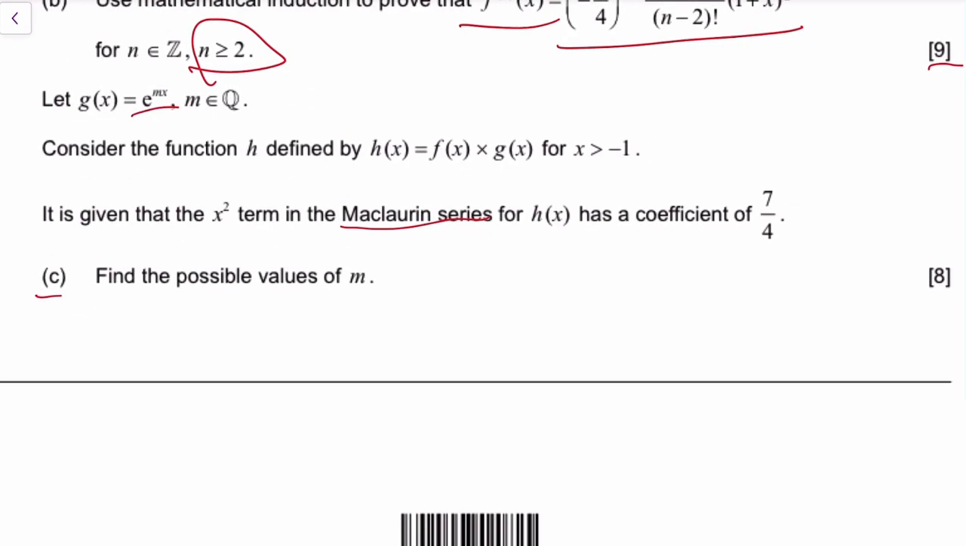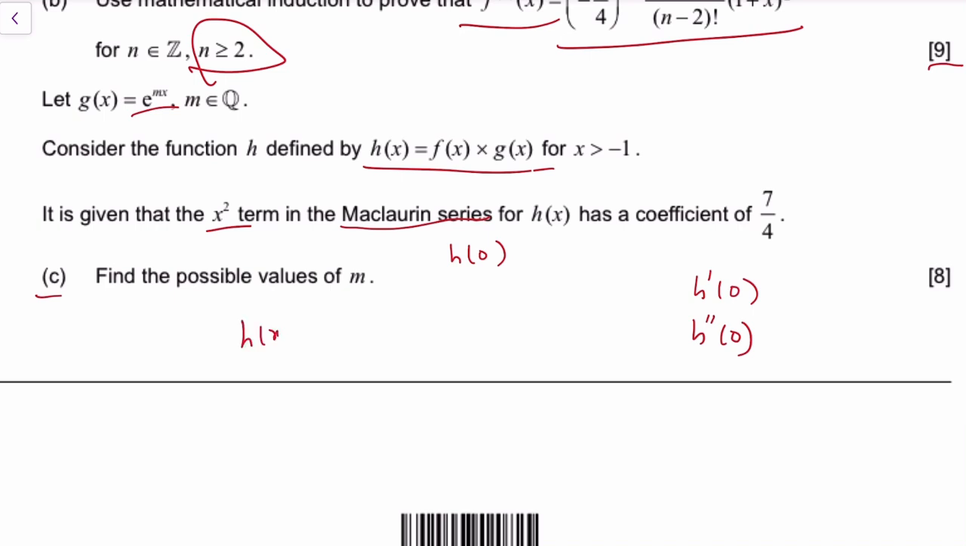Next we have g, and h is the product of f and g. We want the x squared term of its Maclaurin series. Alright, obviously that would mean we have to find h(0), h prime 0, and h prime prime 0. Well, actually mostly they only care about h prime prime 0 because they only care about the x squared term. So we'll have to find that.